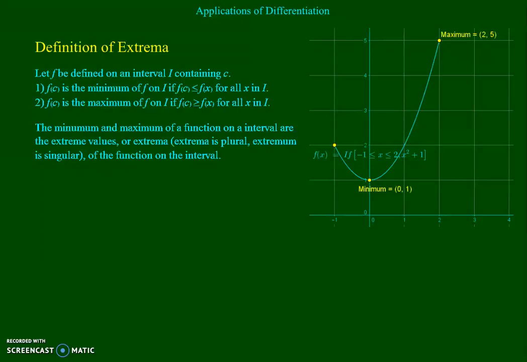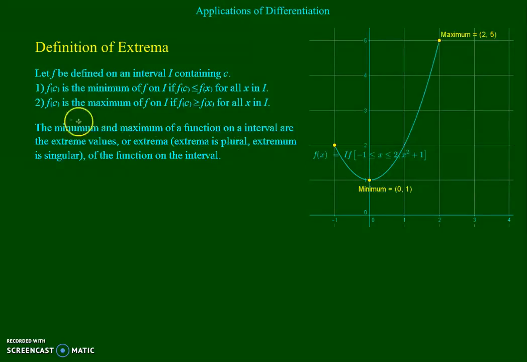So first, the definition of extrema. If f is a function defined on an interval containing some point c, then we can say that f of c is the minimum of f on that interval if f of c is less than or equal to f of x for all x in I. What that's simply saying is that as you move along the x-axis between a and b, if f of c, this value c, is less than any other x value on that interval, then this is a minimum point.